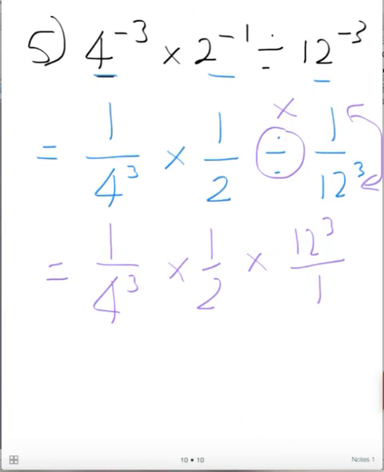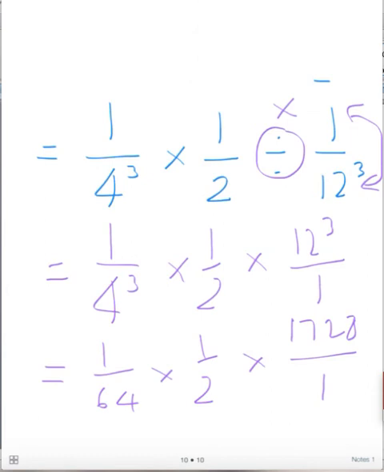So have a look and see, all of my bases are different. So unfortunately, I can't simplify any of these bases. So I will evaluate my numbers. So 4 to the power of 3, or 4 cubed, I've got 1 over 64 times a half, will stay the same, times, then I've got 12 cubed, which is 1,728 over 1.